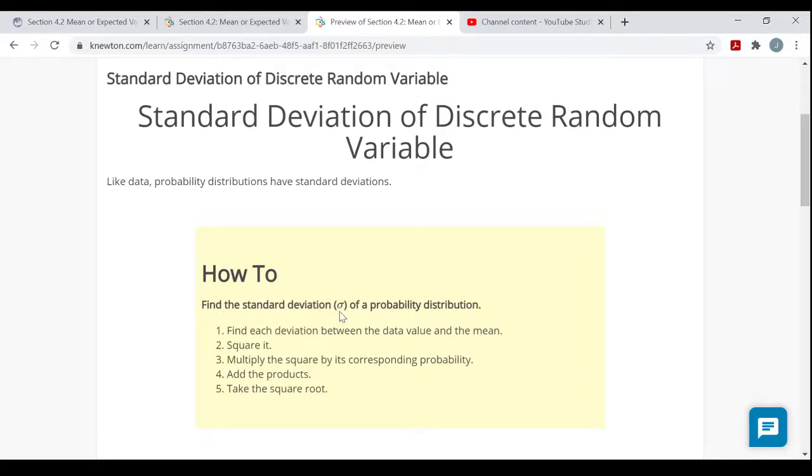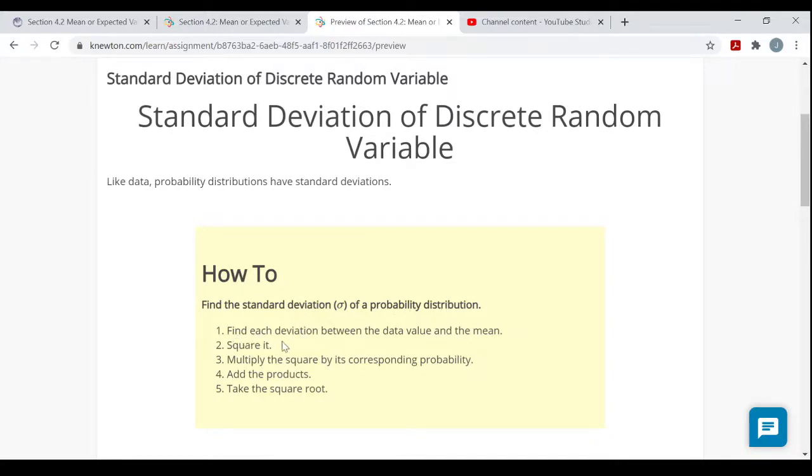The standard deviation for a probability distribution or a random variable is notated with this Greek letter sigma. This is the lowercase sigma. It looks like a tiny 6. See where my cursor is? You've seen this before. This sigma was representing the standard deviation of a population before. Now it's also representative of the standard deviation of a probability distribution.